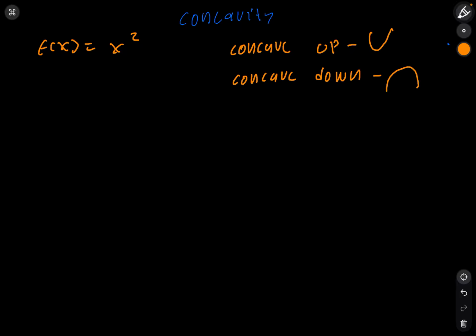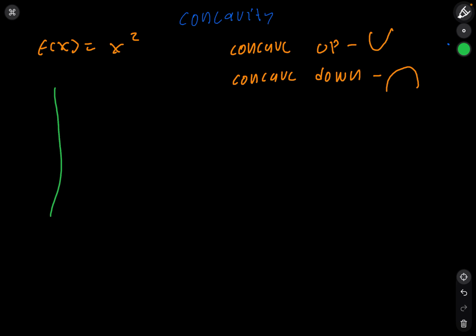Now, guess what? There's so many cool things you can do with this, and I'm just so excited to tell you. Basically, with concavity, we can find what the shape of the function might look like, even without looking at the graph. Isn't that just crazy? So look, we have f of x, which is equal to x squared, right?